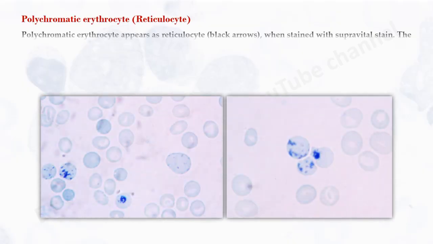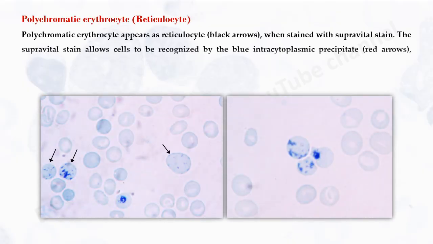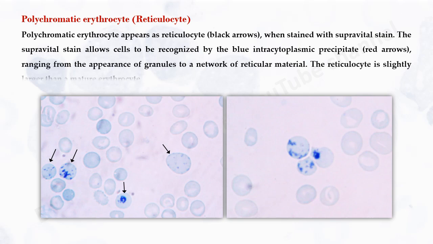Polychromatic erythrocyte appears as reticulocyte when stained with supravital stain. The supravital stain allows cells to be recognized by the blue intracytoplasmic precipitate, ranging from the appearance of granules to a network of reticular material. The reticulocyte is slightly larger than a mature erythrocyte.